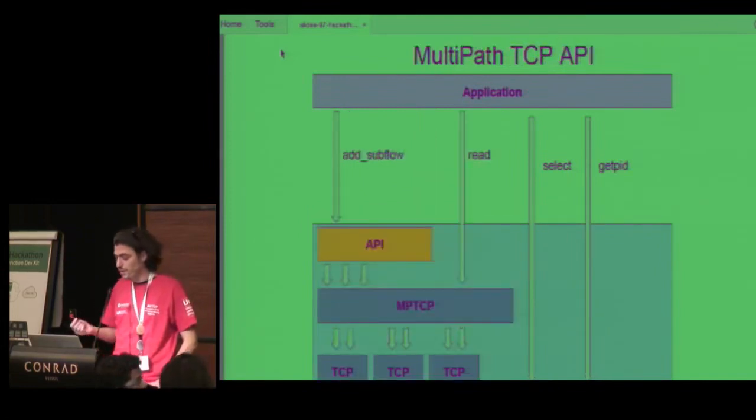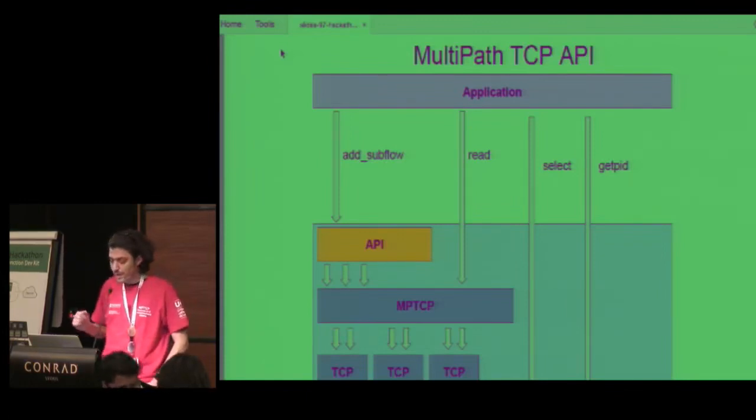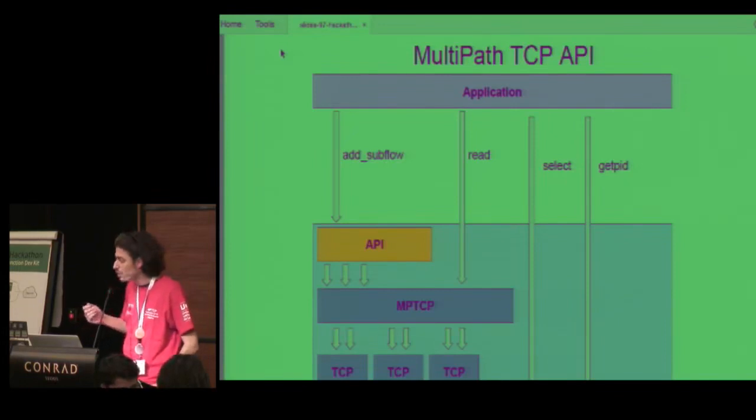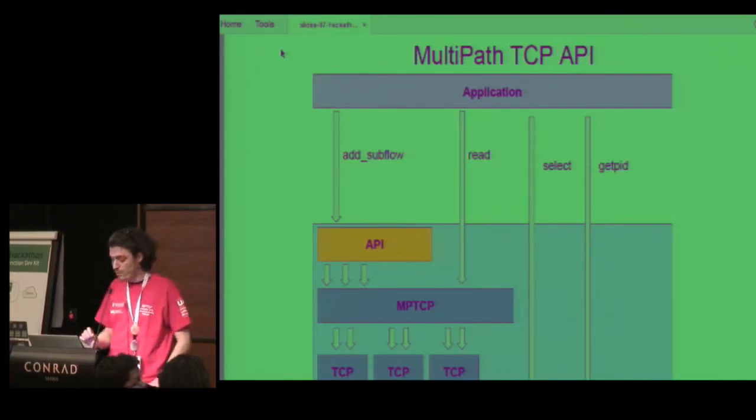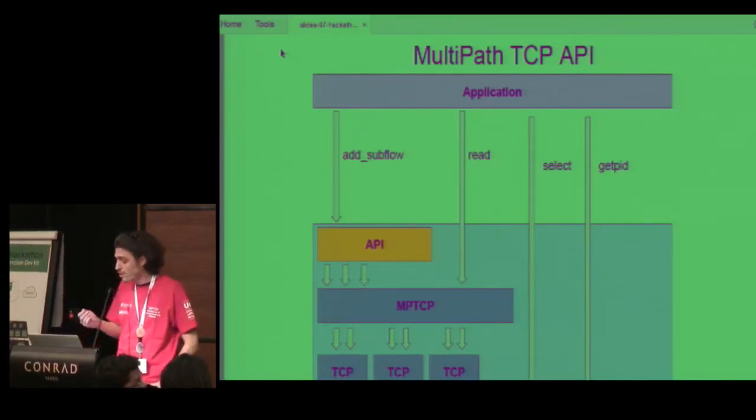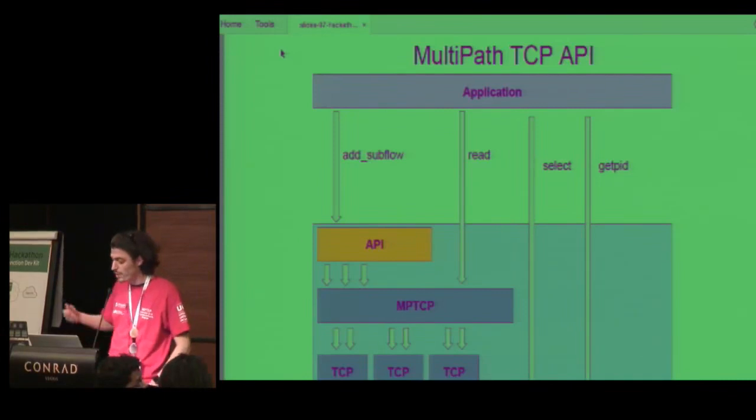So what we did is we added the API. It's also in the IETF. I forgot to say MPTCP has a working group here, and we have an RFC for the API too. The API basically allows the application to take some control over how MPTCP is working. For instance, I want to add one connection or not. So the API, in orange here, sits on top of MPTCP and adds more commands like add subflow, remove subflow, and other things.